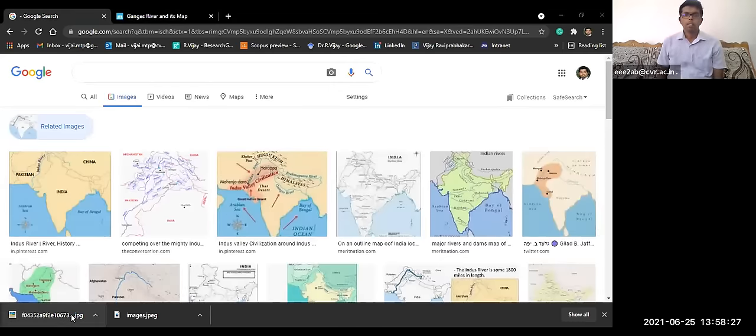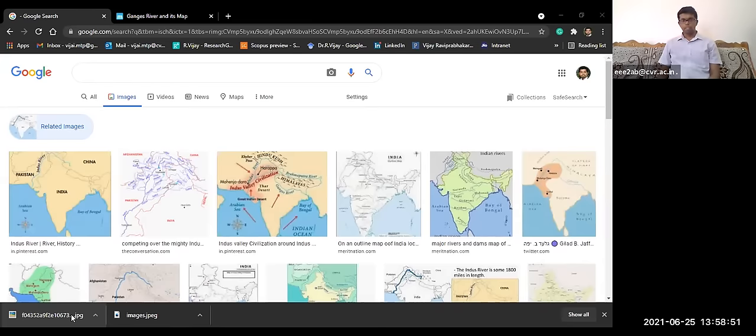So if you see this river Indus, it starts from here, the western part of the Himalayas, that is Tibet. And it is flowing like this, flowing to Kashmir, and then flowing into Pakistan. This part is full of Pakistan.